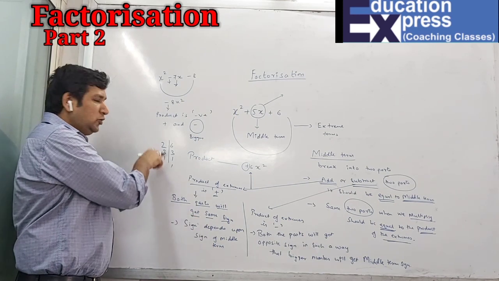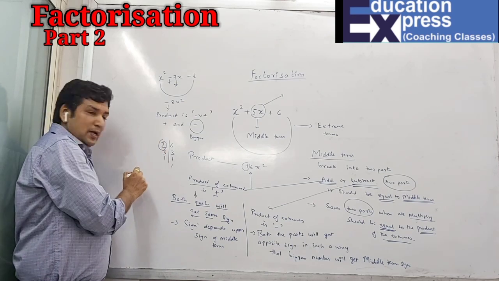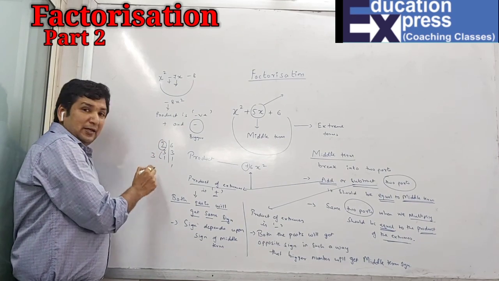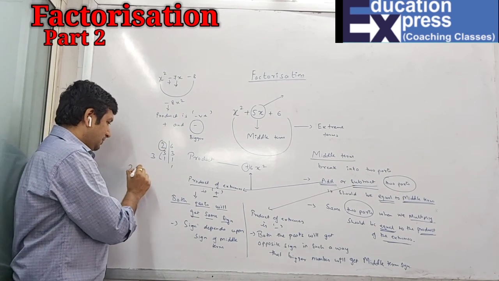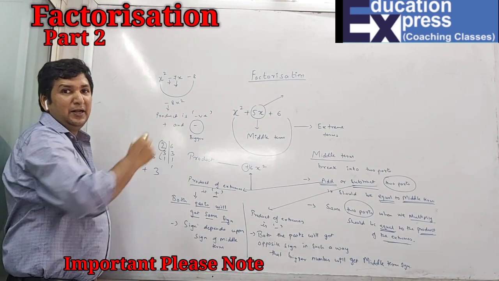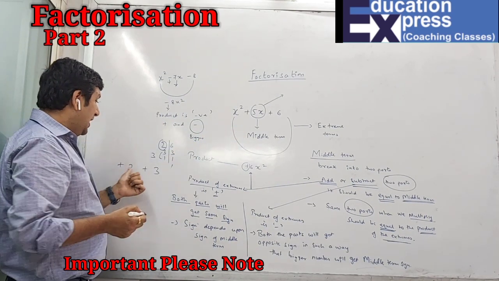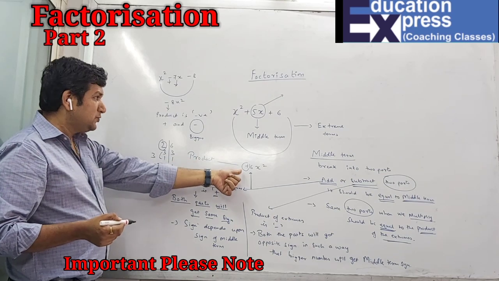So here, what two numbers can you add and get 5? I can say the first is 2 and the second is 3, since 1 3s are 3. That means 2 and 3. When I add them, I get the middle term. So here I have added because the product of the extremes was positive.